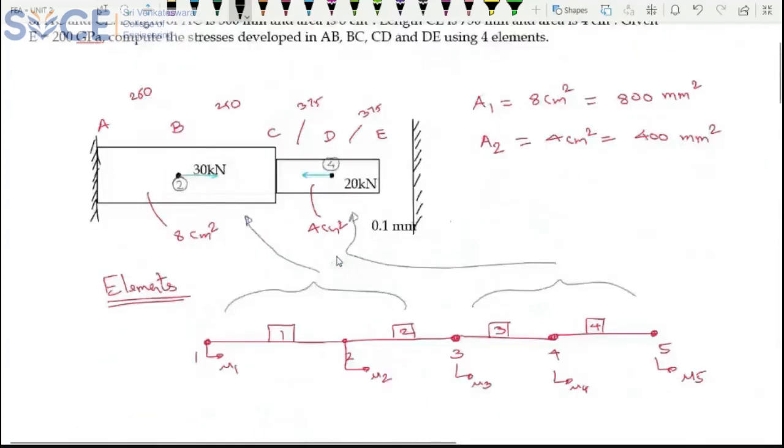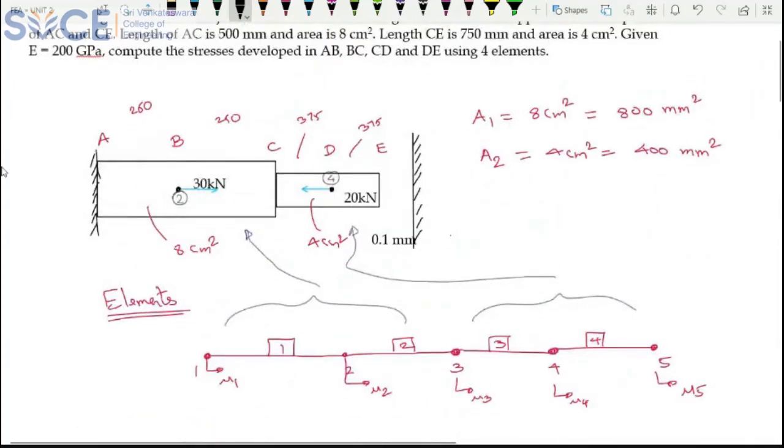What is my boundary condition? Just look at the problem. The first condition is nodal point 1 is fixed. If it is fixed, there is no displacement, so your U is 0 at nodal point 1, which means U1 is 0. Other things are free, you have displacement. At the last, nodal point 5 can displace only up to 0.1 mm. So for U5, they have given the value, which is 0.1. That is what we are going to substitute.